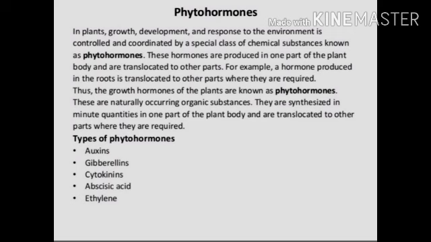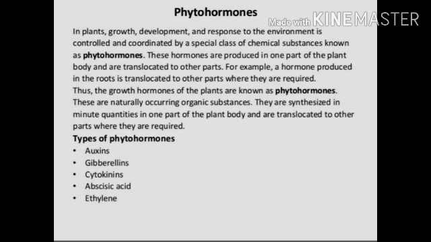Thus the growth hormones of the plant are known as phytohormones. These are naturally occurring organic substances. They are synthesized in minute quantities in one part of the plant body and translocated to the other part where they are required. There are different types of phytohormones that we will discuss in this lecture. First is auxin, second gibberellin, third cytokinin, fourth abscisic acid, and the last one is ethylene.